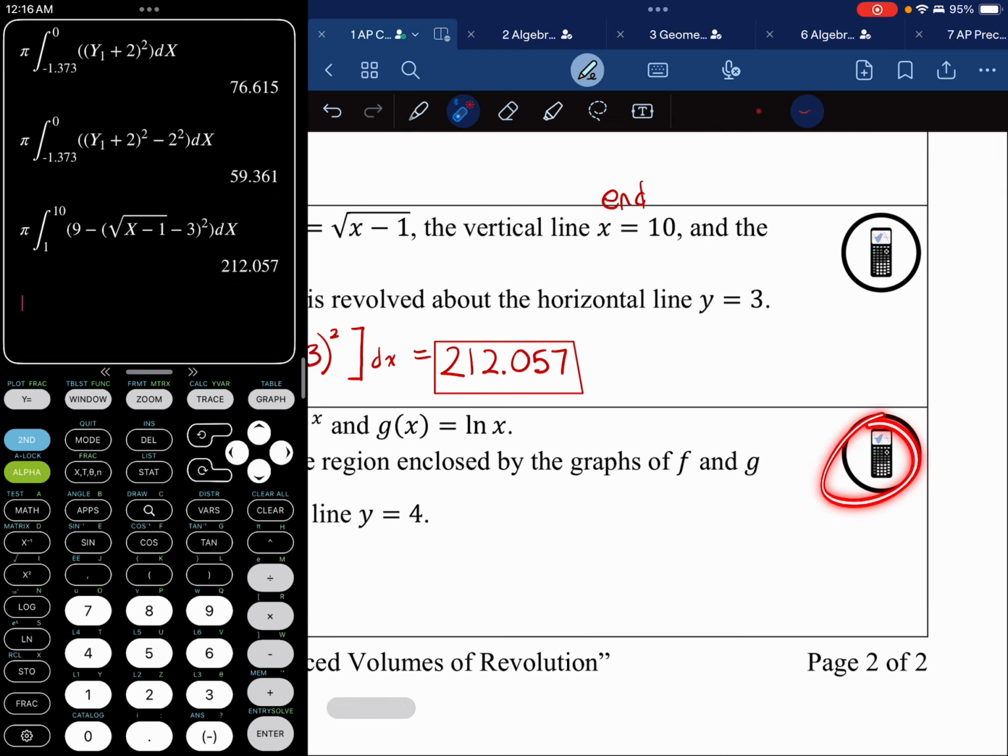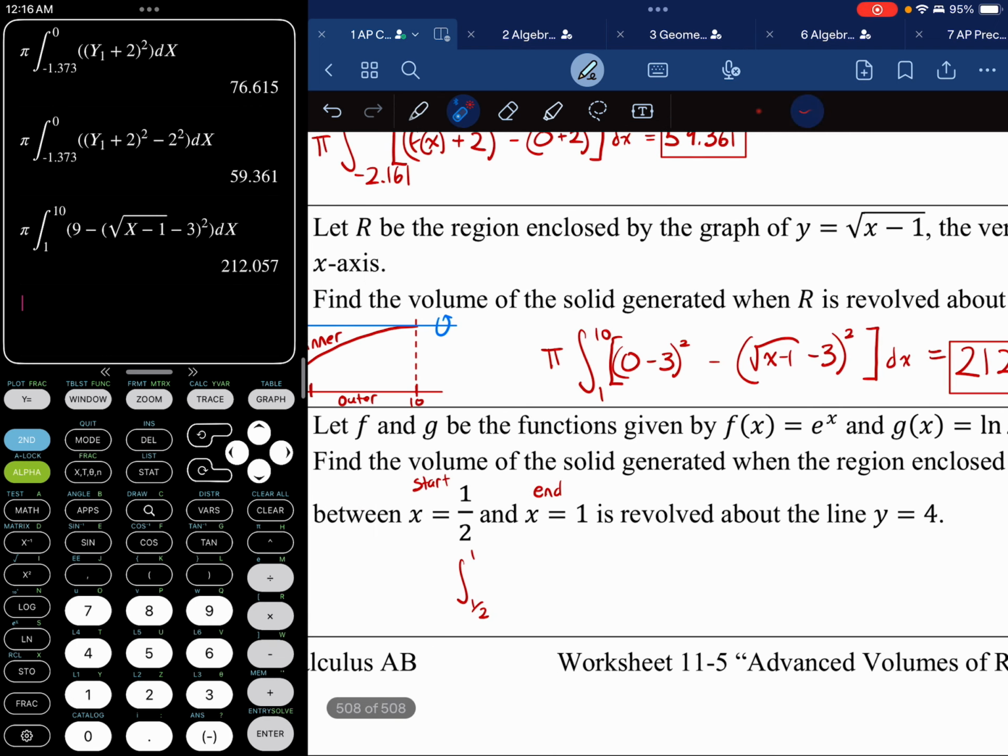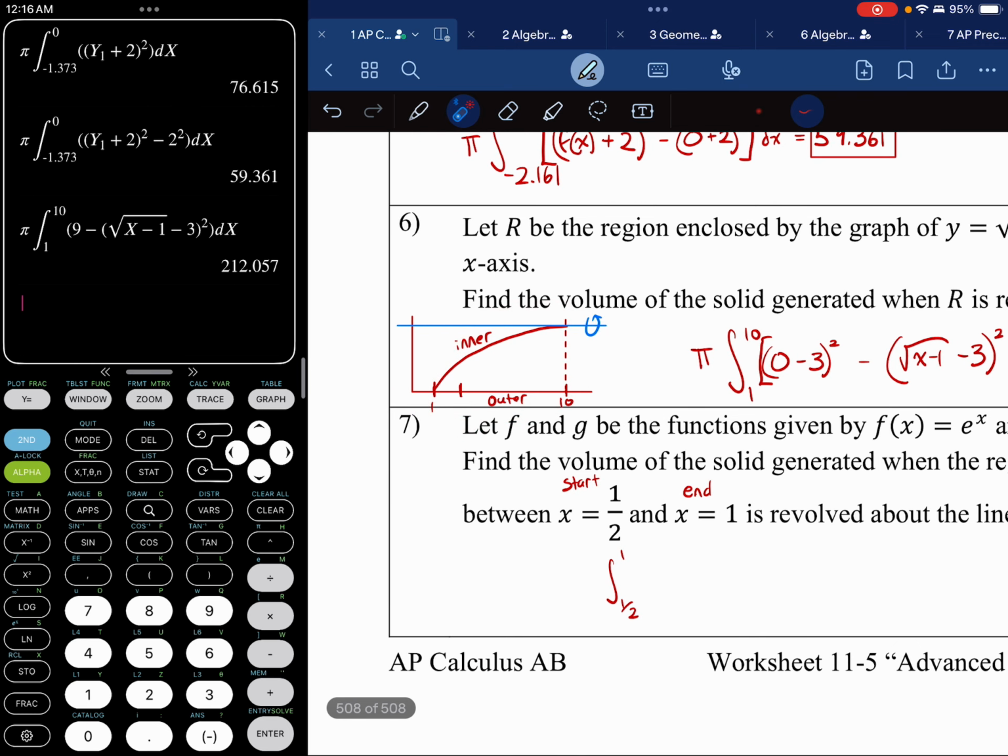Lucky for us, we have a calculator. And by the way, why didn't we use a calculator on that last one? We totally could have just grabbed that and seen what happened. Whatever, I was just being cool.